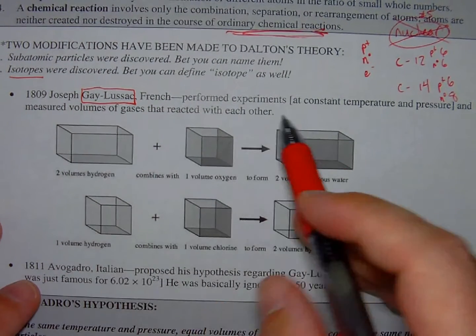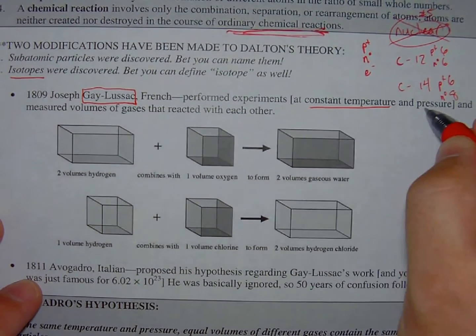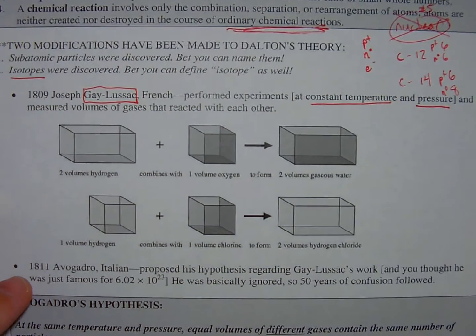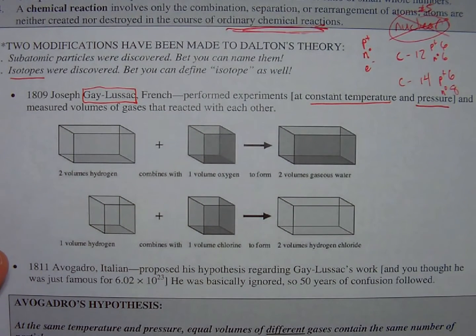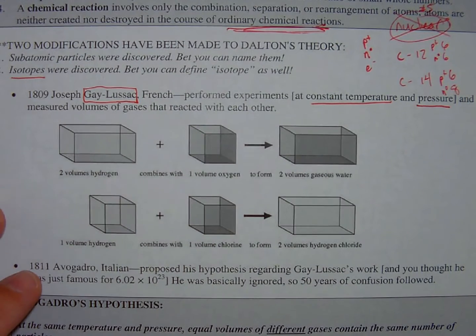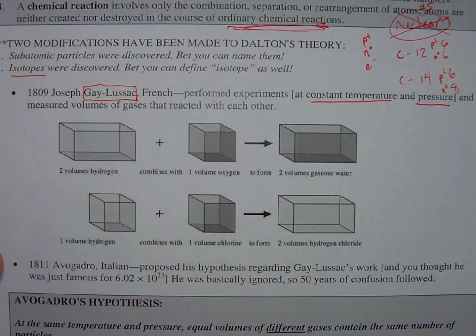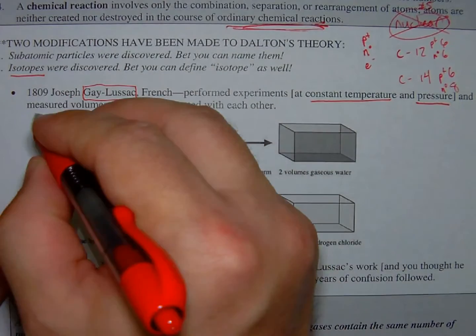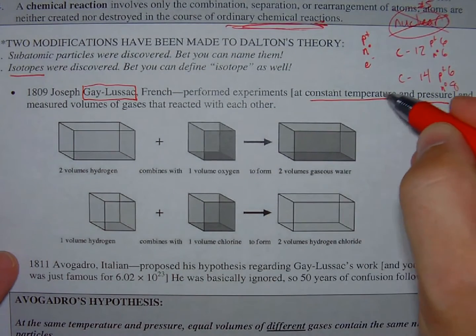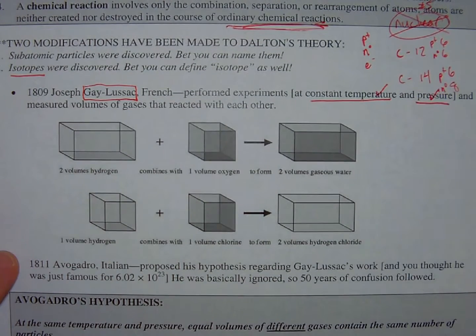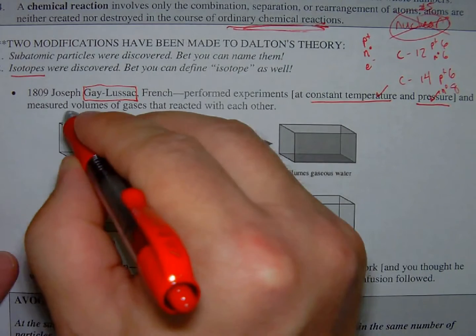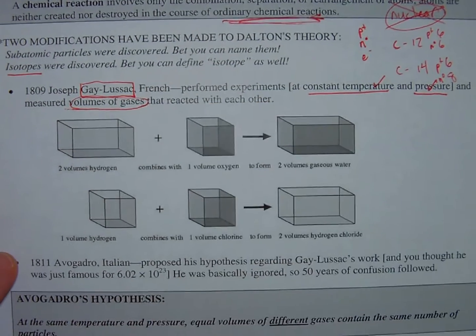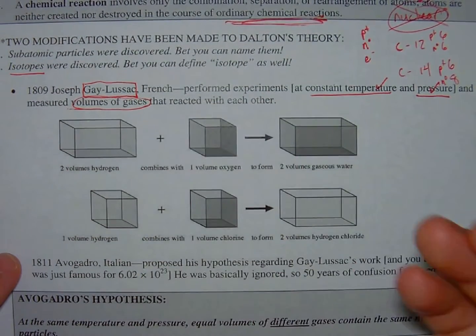He performed experiments at constant temperature and constant pressure. Remember how in empirical science it's really, really important to control all variables. Otherwise, you run the risk of being considered pseudoscience. So at constant temperature and pressure, the measured volume. So he's controlling temperature, check. He's controlling pressure, check. And he's studying the volumes of gases as they reacted to each other.